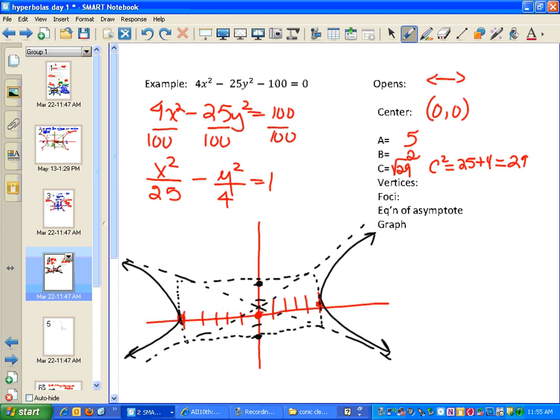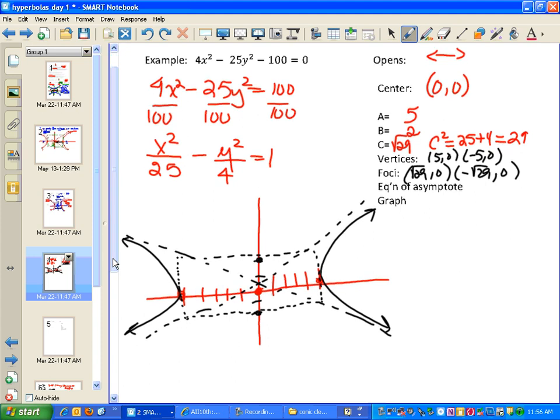Okay, so my vertices are at 5, 0, and negative 5, 0. Good. My focal points then are going to be at root 29, 0 and negative root 29, 0. And then what is the square root of 29 as a decimal? 5.38. So we're going to go 1, 2, 3, 4, 5. We're just really close, aren't we? Sometimes we're very close to the vertex.